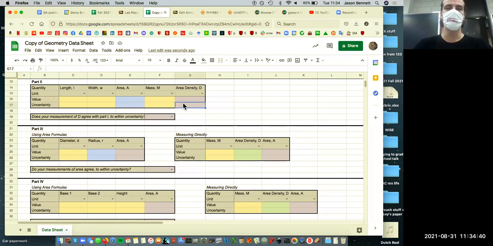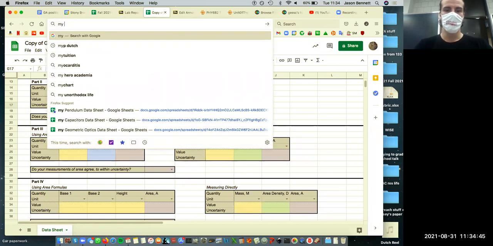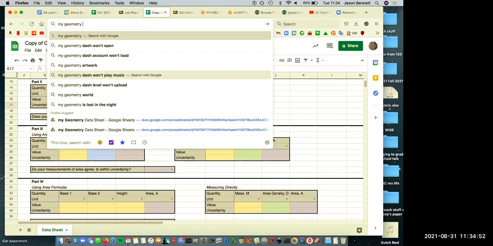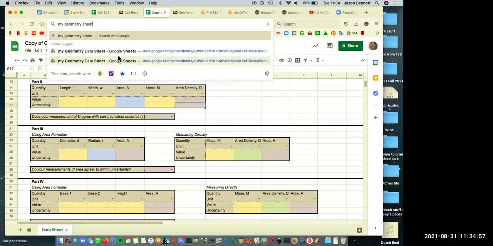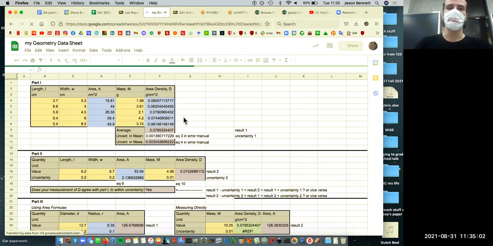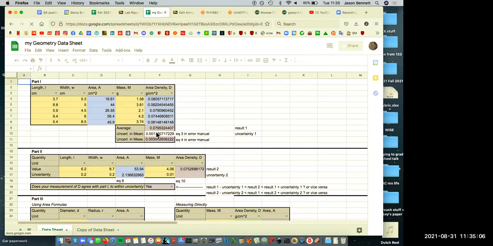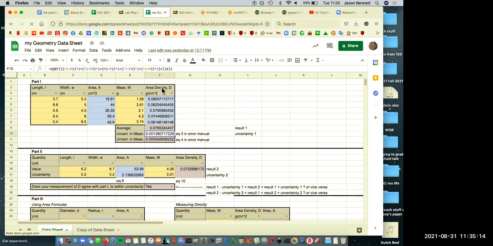Let me show you what mine looks like, my geometry. For instance, if you submitted it as a PDF, I would only see this, but I wouldn't be able to do this and click on it and see your formulas. If you have an error, I could look at this and tell you what the error is so that you don't do it next time.